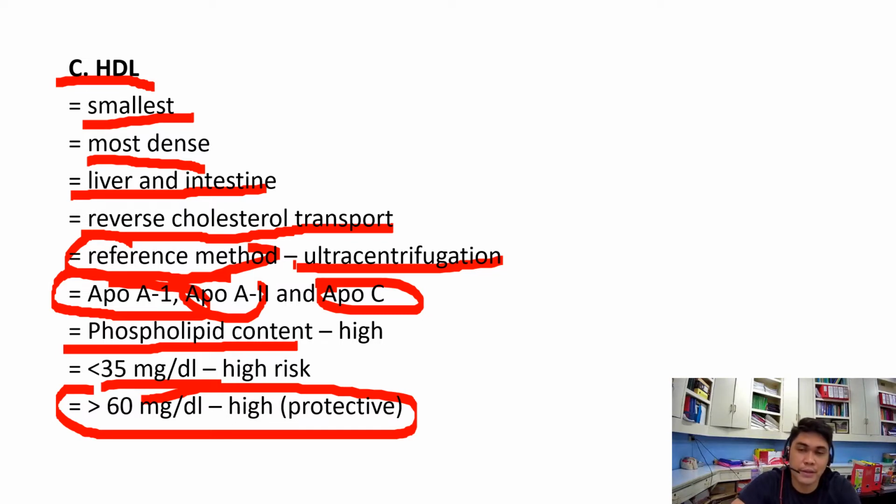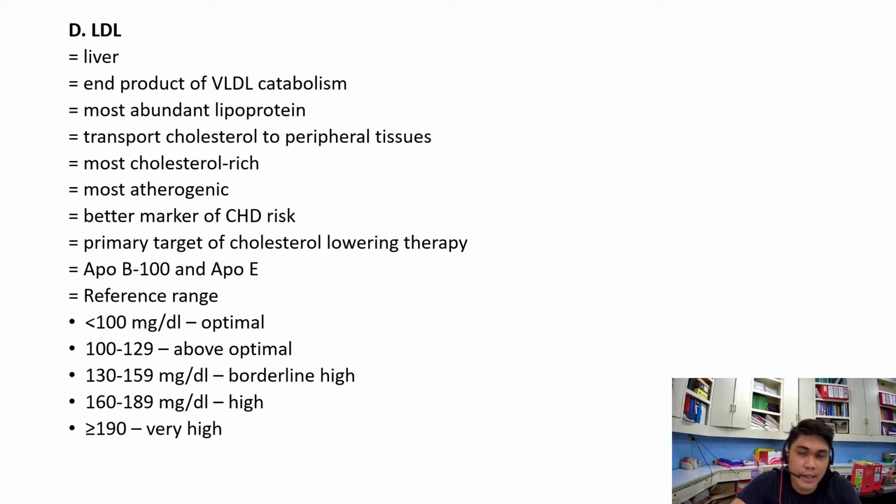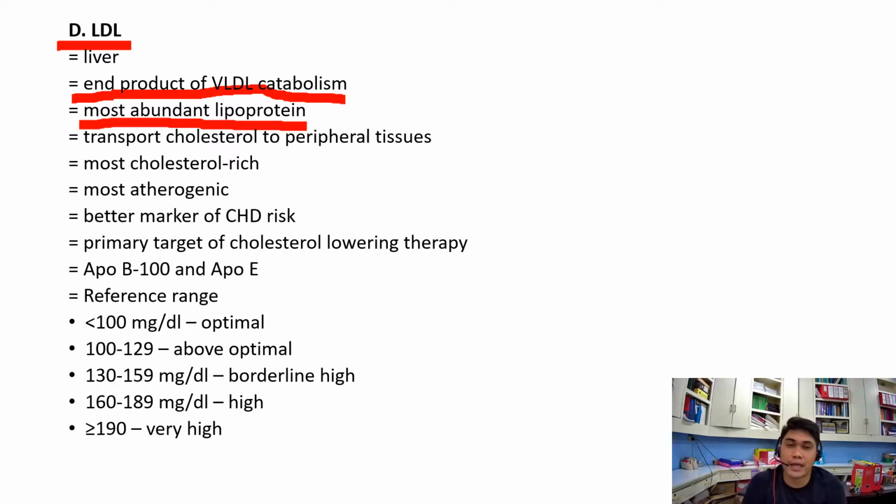It's because of increased estrogen concentration that increases HDL. Okay. Then next, you have LDL. So LDL, or low density lipoprotein, or beta lipoprotein. For production, it's the product of VLDL catabolism, which originates from your liver. So it is the end product of VLDL catabolism, and it's the most abundant lipoprotein. So remember, the most abundant lipoprotein is LDL.